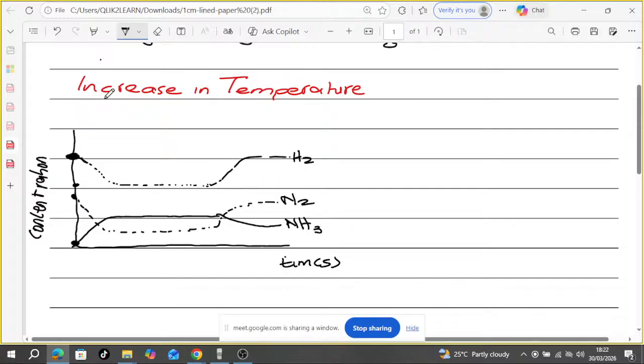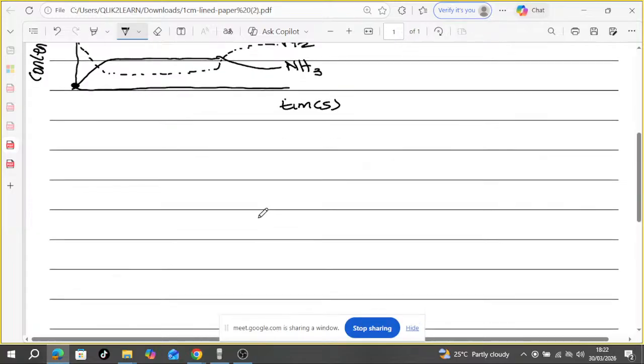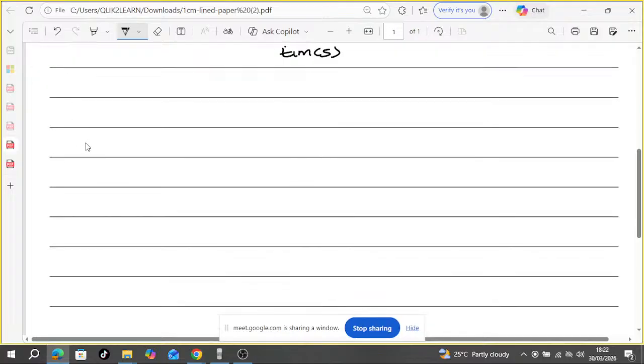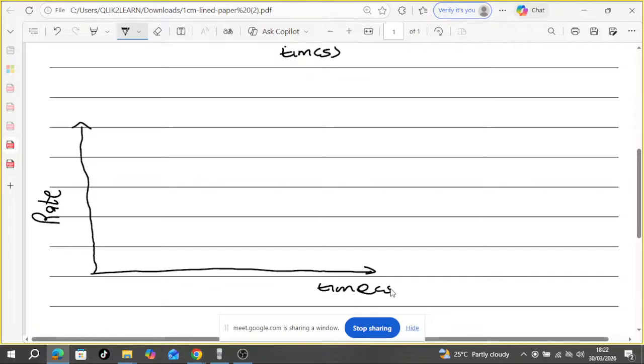We're going to include another graph that we need to go through. This one is the concentration versus time. I also need you to understand the rate versus time. So let's quickly write the graph of the rate versus time, then we'll go through these two graphs. I'm going to say this is my rate, and this will be my time in seconds.